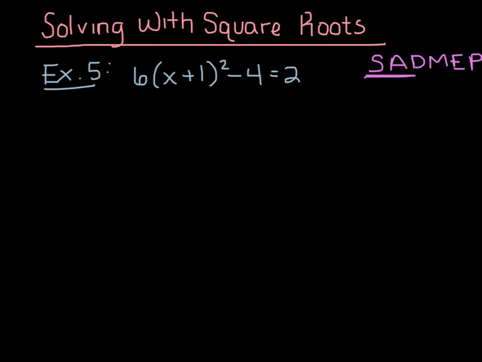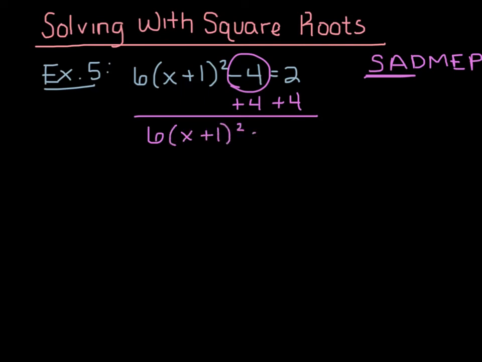When you have a problem like this one, where you've got something locked in the parentheses, but then a lot of blah, blah, blah on the outside, get rid of the stuff on the outside first. Then we can take a square root to get into the parentheses, and then we can get rid of the stuff inside the parentheses. That's sort of your order. So I would start this one by getting rid of the subtraction, which is this minus 4. So I'm going to add 4 and add 4. Okay, so now this says 6 times x plus 1 squared equals 6. Okay, this is gone.